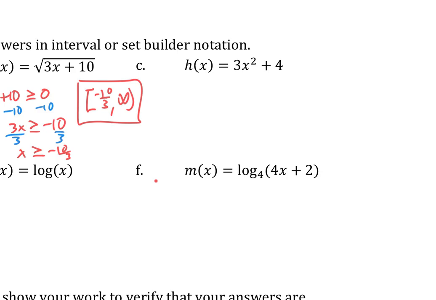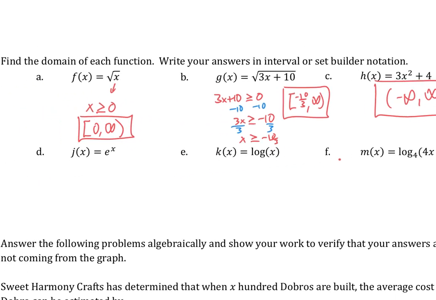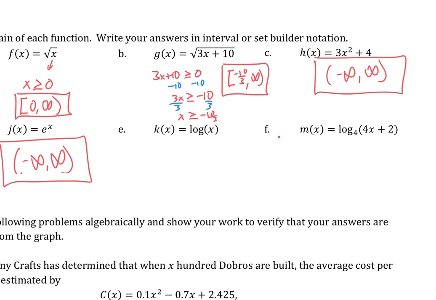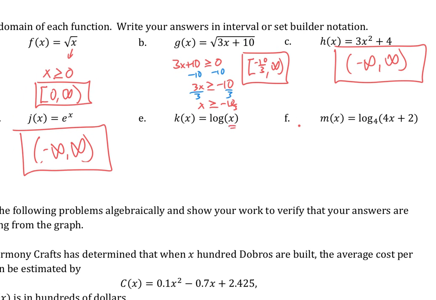Okay, a quadratic. Well, all quadratics have all real numbers, so all real numbers from negative infinity to infinity. Exponential equations. You can put anything in an exponential equation. You can say e to the positive numbers, e to the negative number, e to the 0. So that's all real numbers. But inside a logarithm, you can only put numbers that are positive. You can't put 0, but anything bigger than 0 you can put. So 0 is not included. And we go up to infinity.